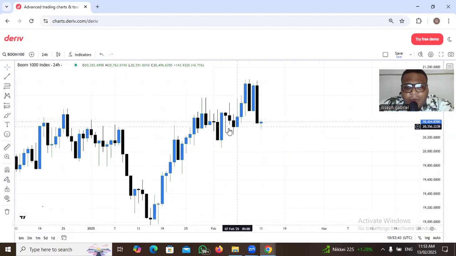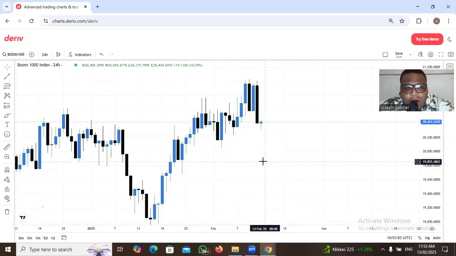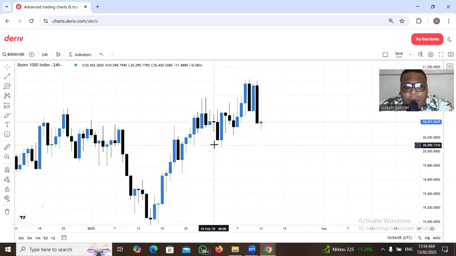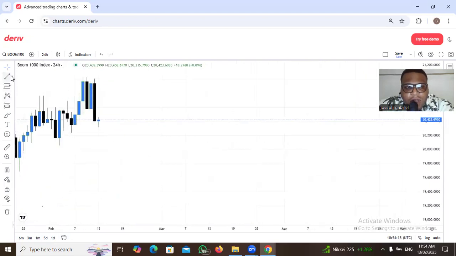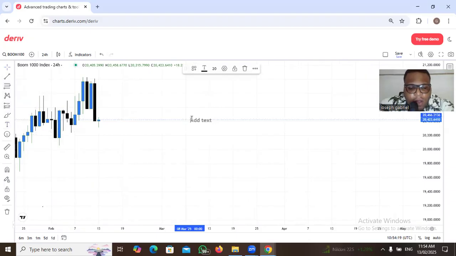Now, the word boom means something that moves up. Boom means a spike. In this boom and crash, we start with the boom first. In the boom assets, we have the spikes and we also have the ticks. There's always a spike and there's always a tick. Let me write it down: in the boom and crash, there is always a spike and a tick.